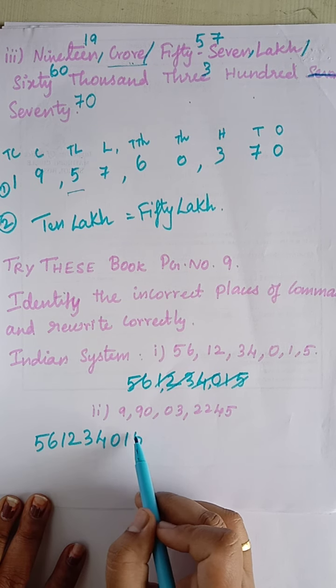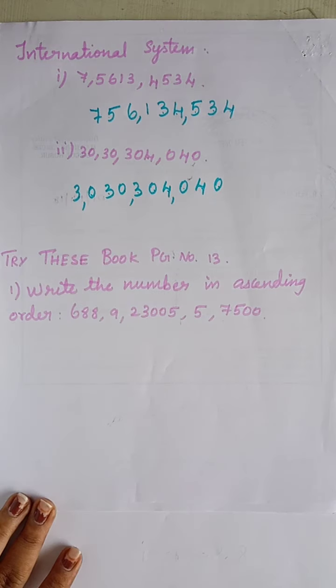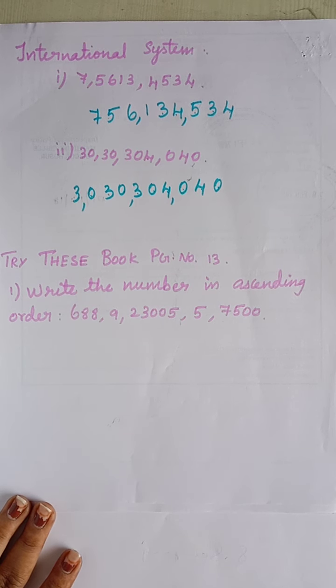Next sum, that is, take the number and write it first. So 3 0 3 0 3 0 4 0 4 0. Now we have to put commas: 1 2 3 comma 1 2 3 comma 1 2 3. Clear? That's all. Very simple. You can do it in the Indian system as well as in the international system.